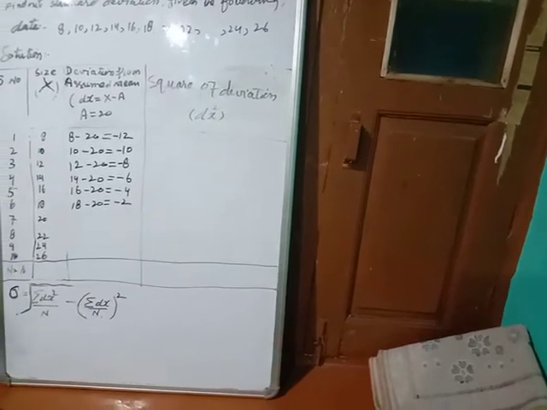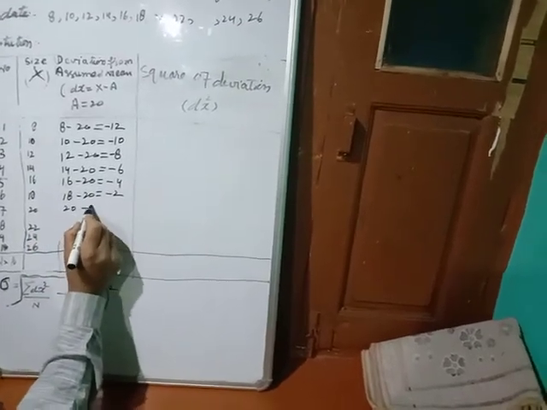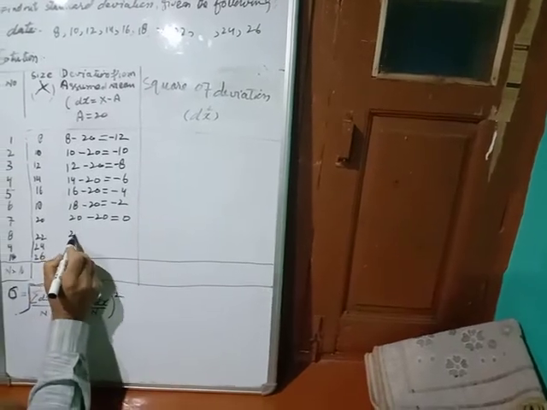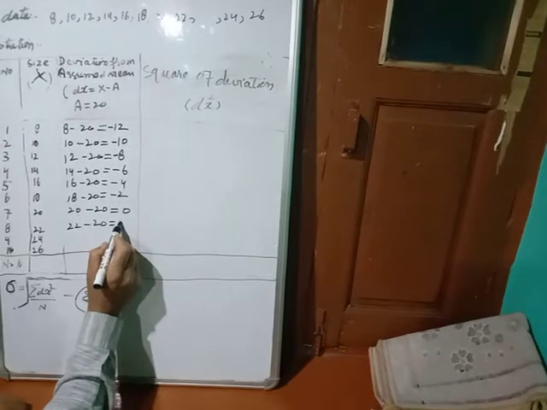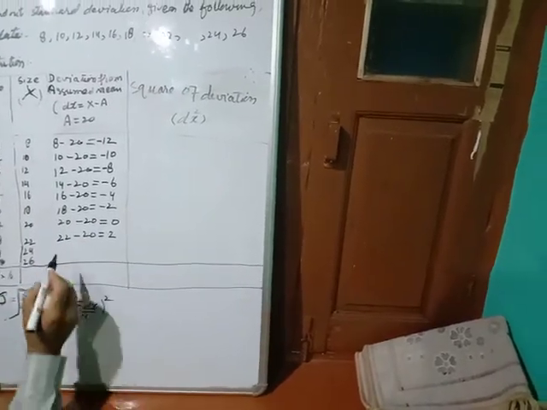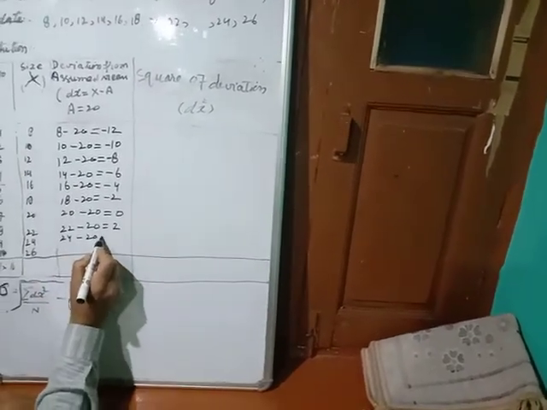You will write down 20 minus 20 is equal to 0. 22 minus 20 is equal to 2, that is plus 2, because 22 is more than 20. And 24 minus 20 is equal to 4.